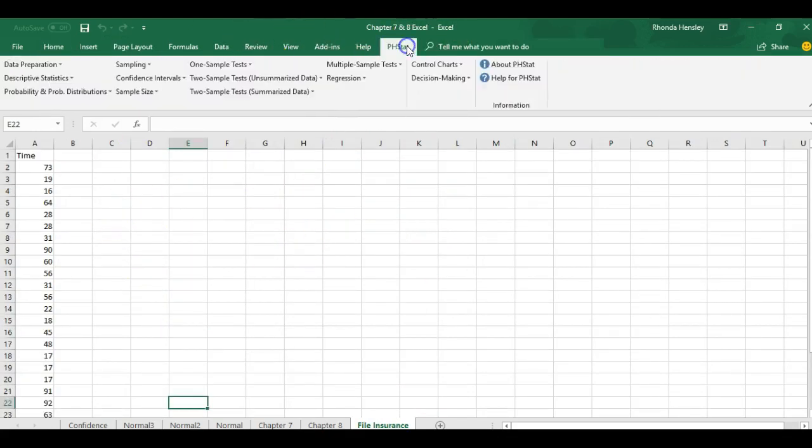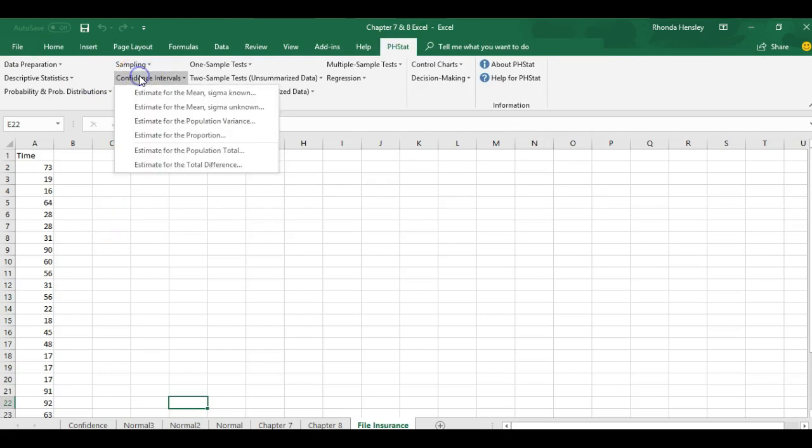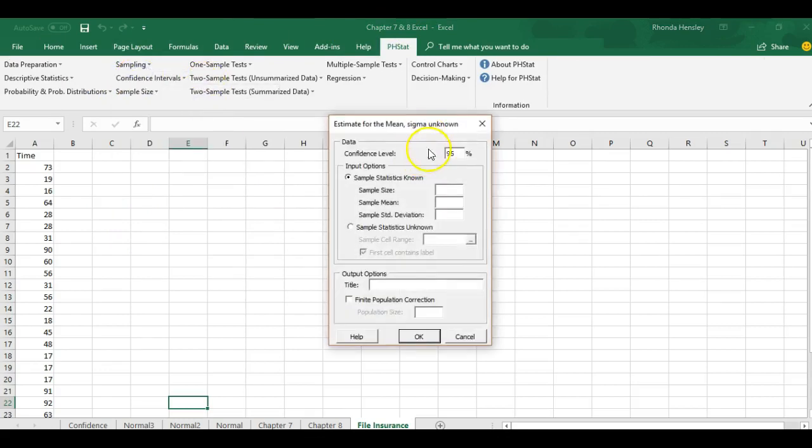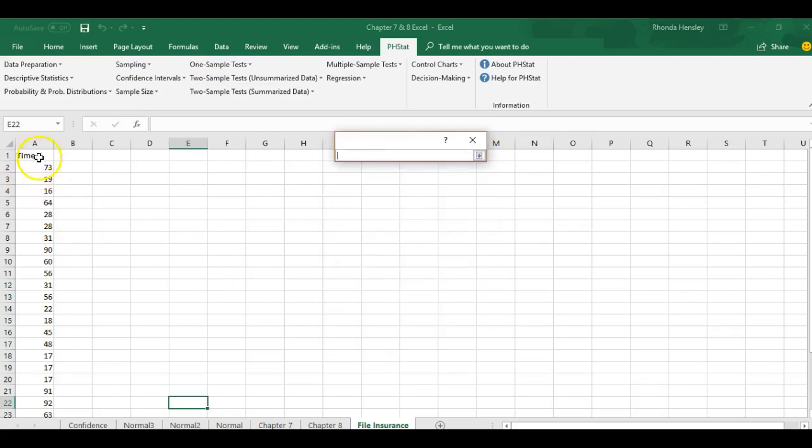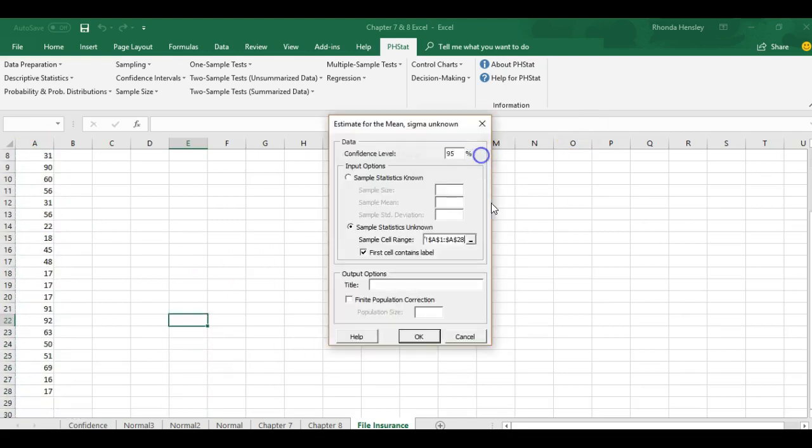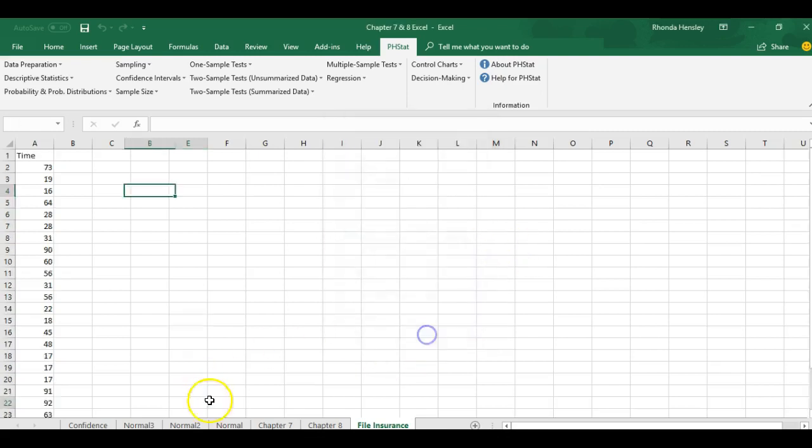I go to PHStat and confidence interval, sigma unknown, and 95%. And I'm going to click on this sample statistics unknown and select my range of cells. So this is insurance times to do insurance claims or something. And this box is checked because I did select the title in the first column. So then I just say OK.